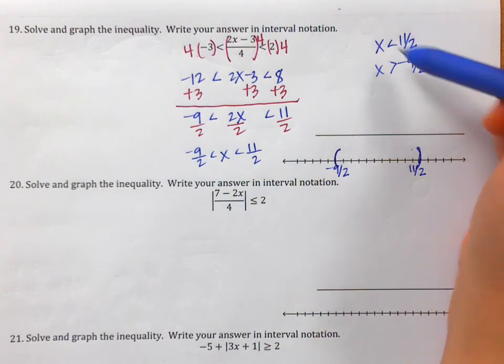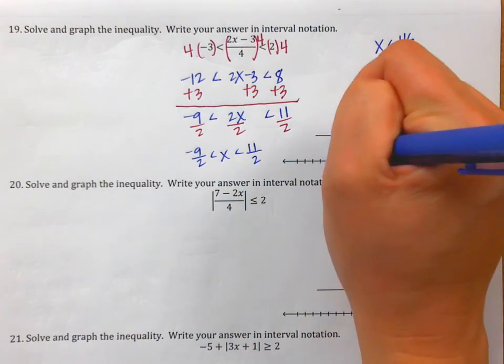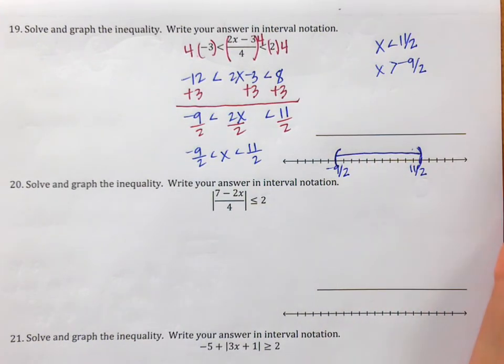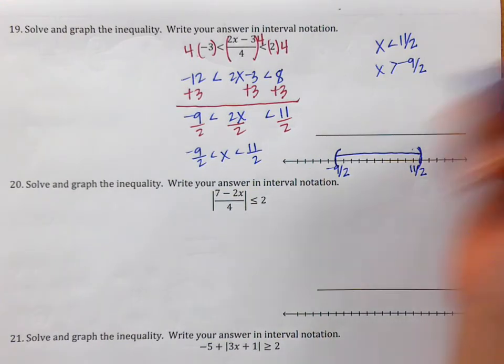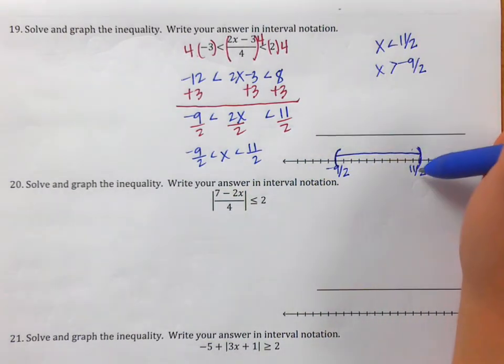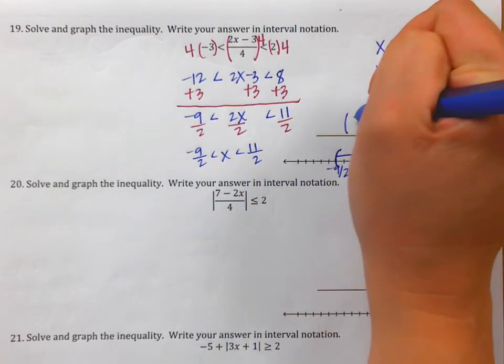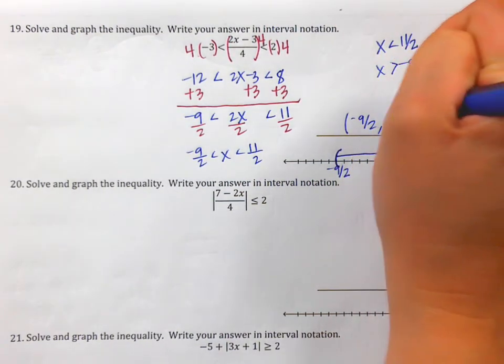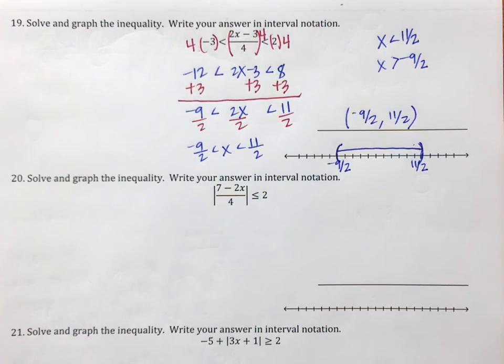It's less than 11/2 and greater than negative 9/2. So those are coming together. And that one is always the easiest one to write in interval notation because it just starts at negative 9/2, ends at 11/2, and it's both in parentheses. And that's it. Okay, 2 more.